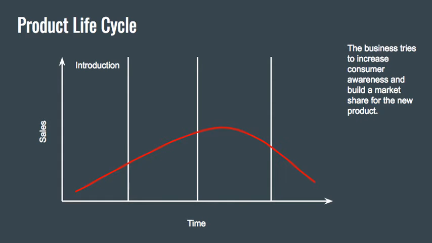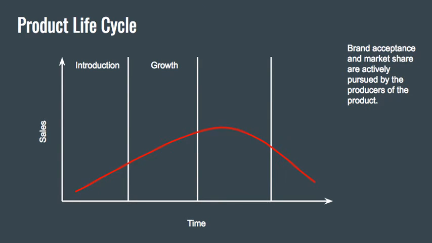They select certain areas, certain locations, certain ways to distribute their product, and that enables consumers to slowly gravitate towards the product rather than just being bombarded with it. Then we have the growth stage. Now, this is when brand acceptance and market share are actively pursued by the producers. So this is when they're really starting to push.